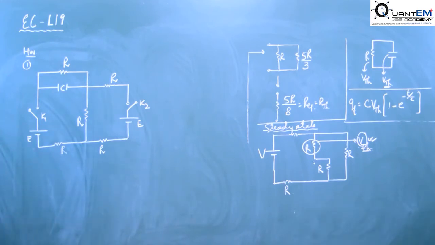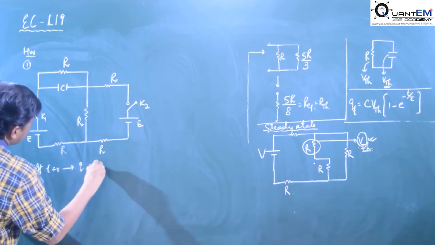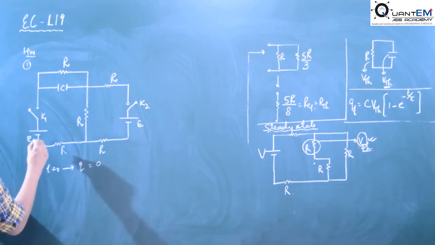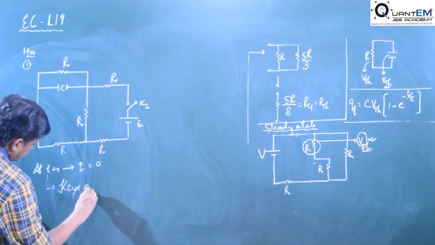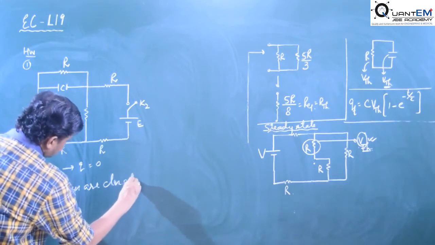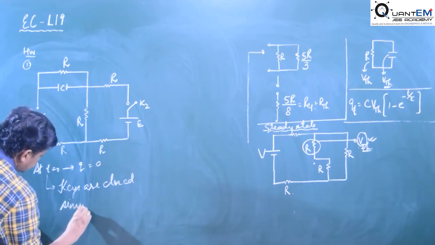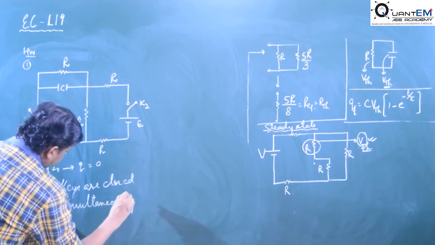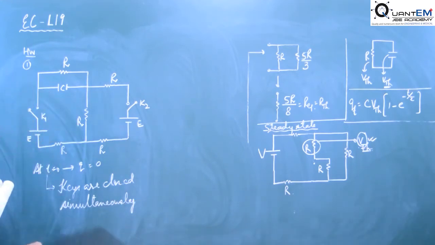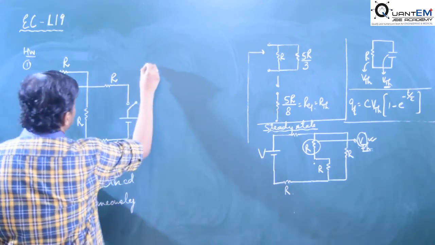See, these keys are simultaneously closed at t is equal to 0. Charge across the capacitor is 0 at t is equal to 0, and the keys are closed simultaneously. Okay, you have to find the charge across the capacitor after time t during the charging process.